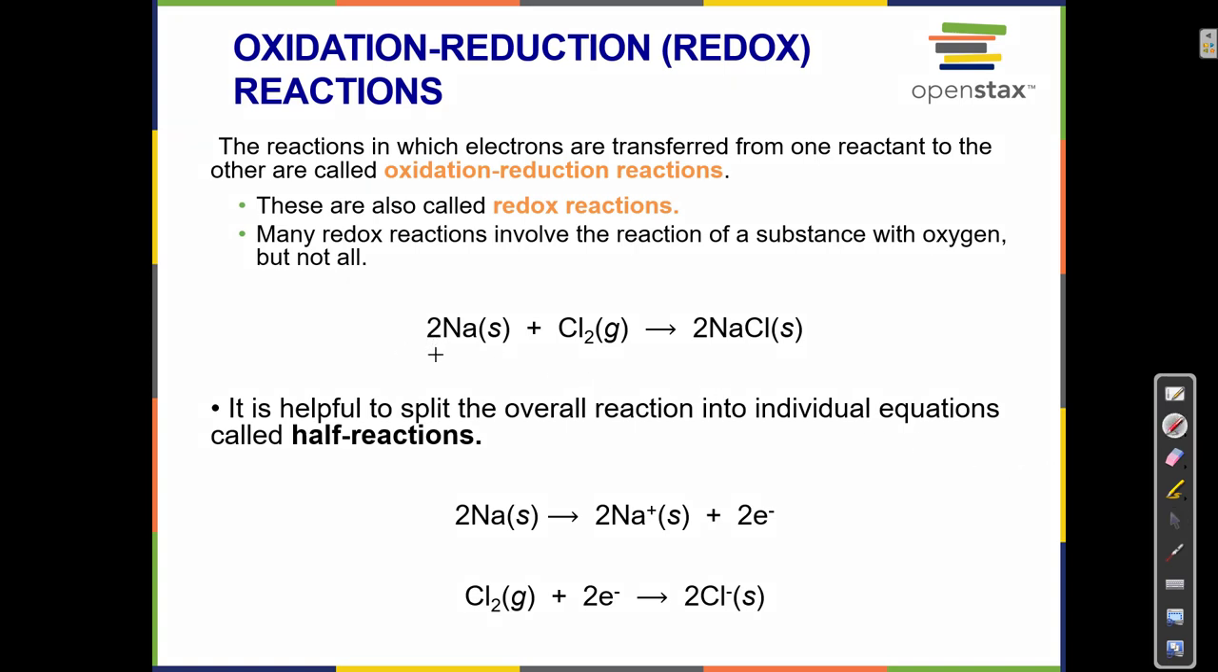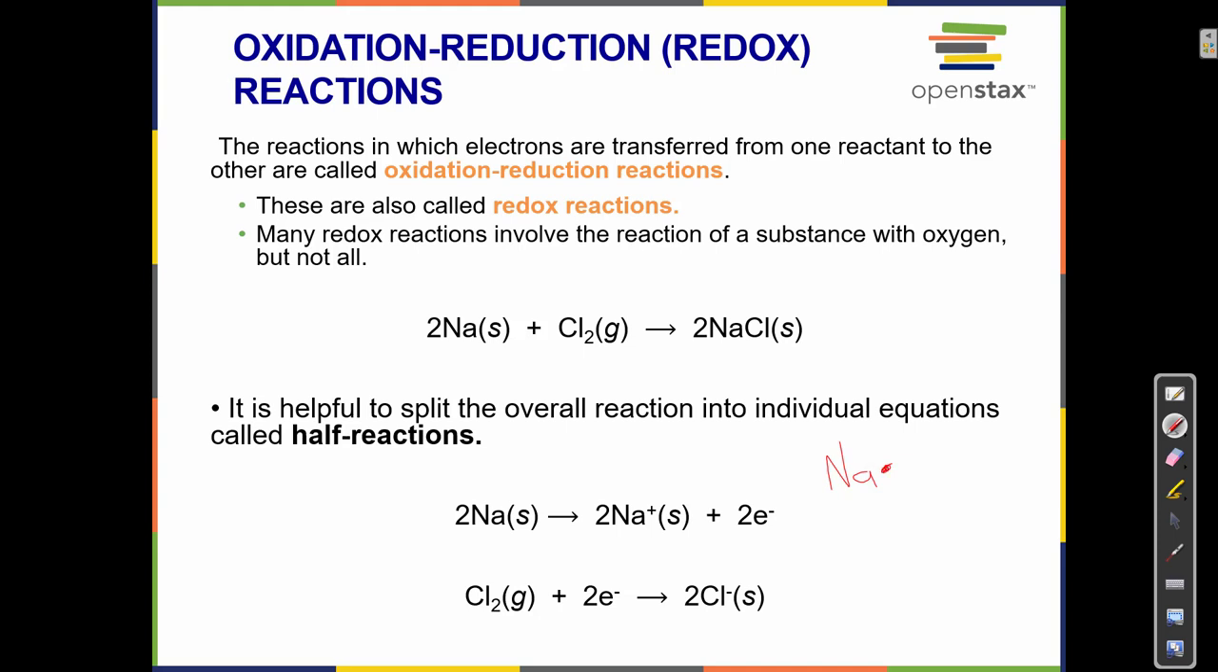So here's an example of a redox reaction. 2 sodium plus chlorine gas, Cl2, makes 2 sodium chloride. So how do I know that this is a redox reaction when I just see it looking like this? Well, we'll find a technique called oxidation numbers, and we'll also look at a technique where we break these reactions in half. So remember, sodium is an atom in the first column of the periodic table. So that means it has one valence electron.